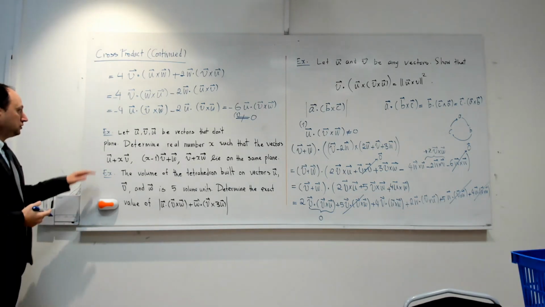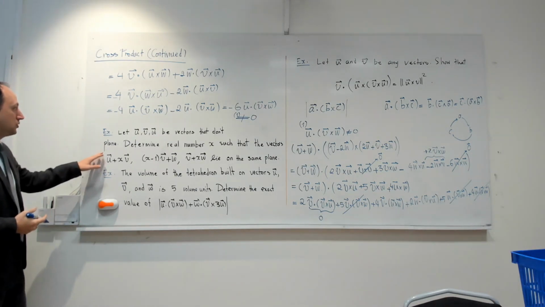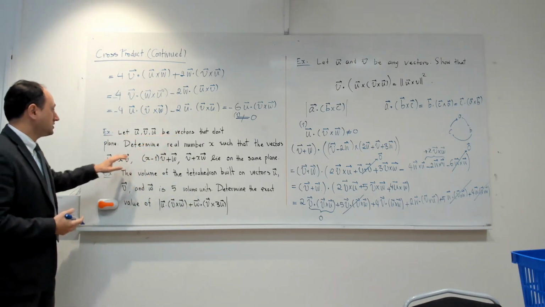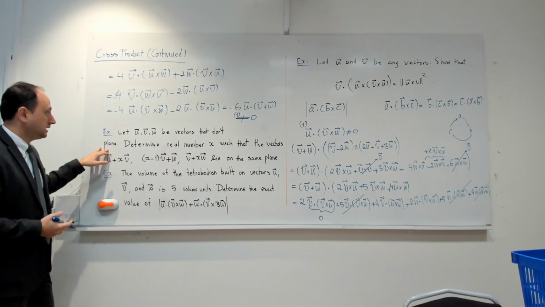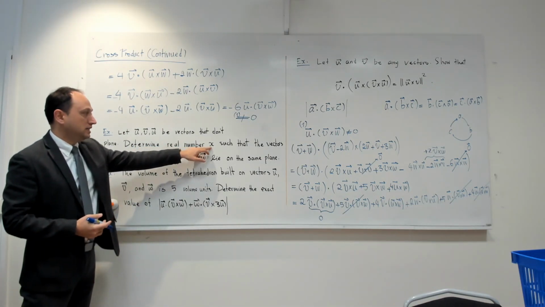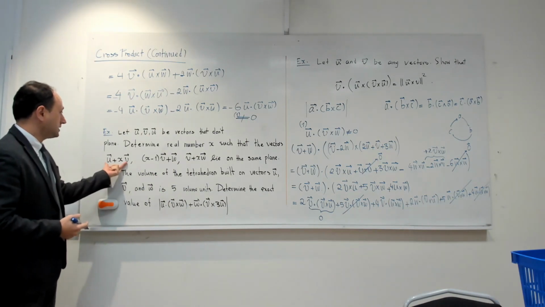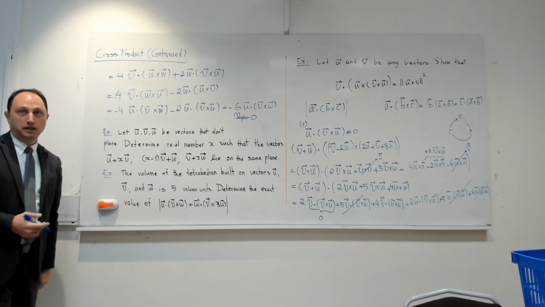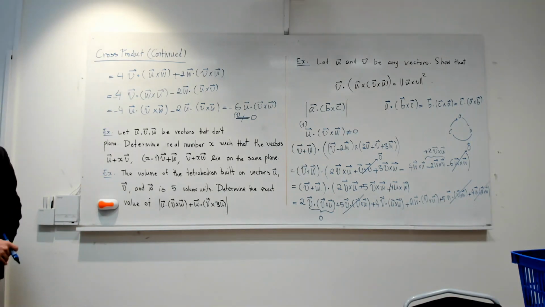Okay, so what do you think about this problem? So I erased that accidentally. U, V, and W are vectors that are not coplanar. But this time I am asking you to calculate the real number x in a way that if I have these 3 vectors, these 3 vectors are guaranteed to be on the same plane. So what am I supposed to do?